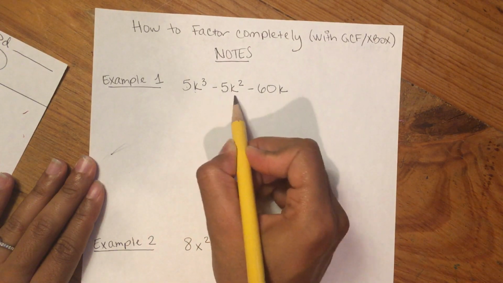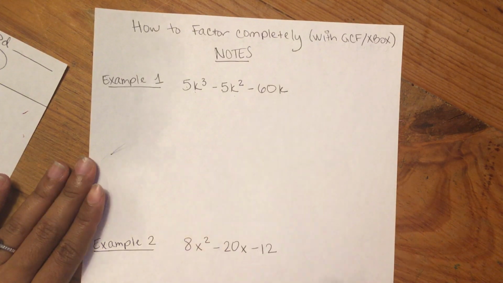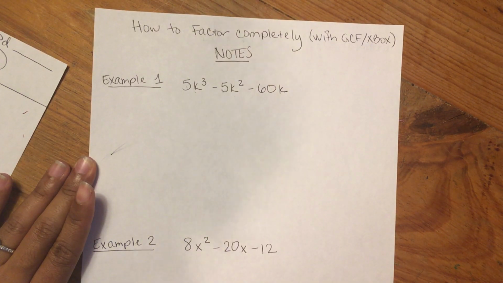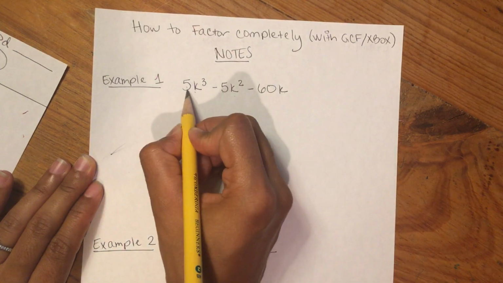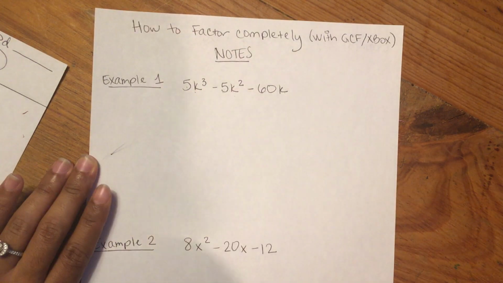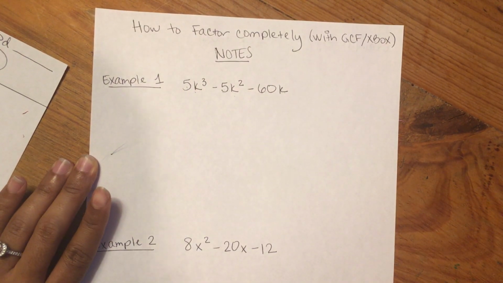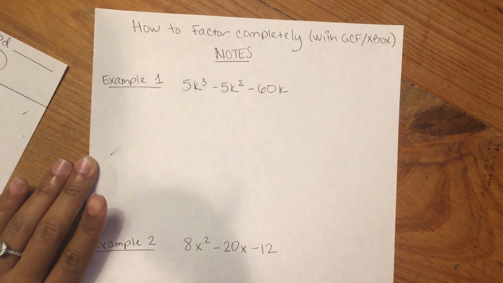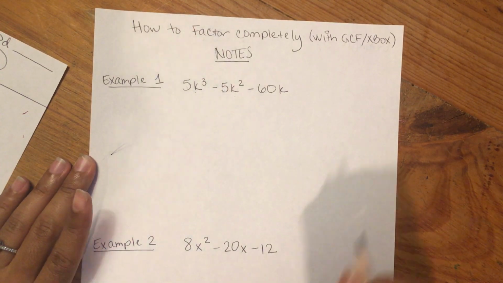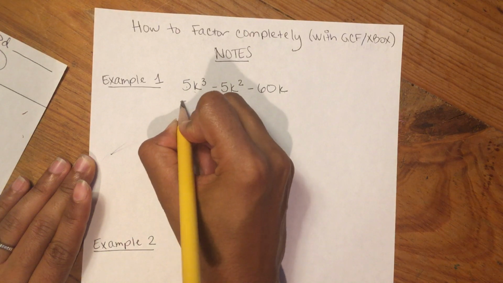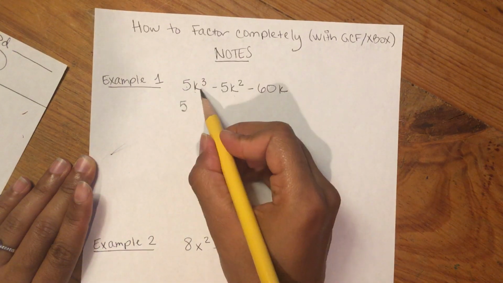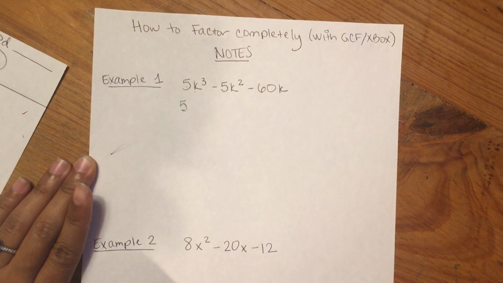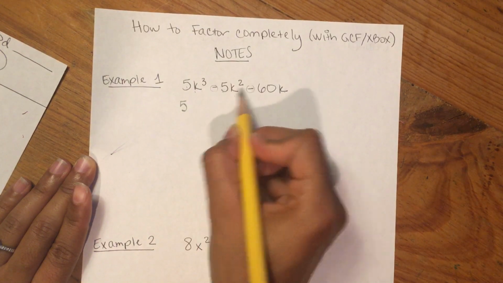5k to the third minus 5k squared minus 60k. What is the GCF? Is there a GCF? Yes, it appears that I can divide each term by what? By 5. Each term can be divided by 5. So let me put that here. And then, do I have k's in each term as well? When I say term, remember.